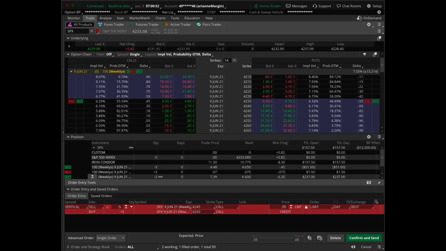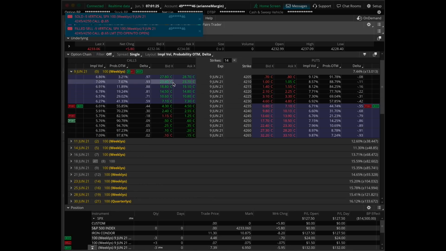I normally take a one lot, which is 10 contracts on the spread, but because we're near all-time highs and I just don't want a high stress trade, I am taking a half position here and I will send my order here shortly.